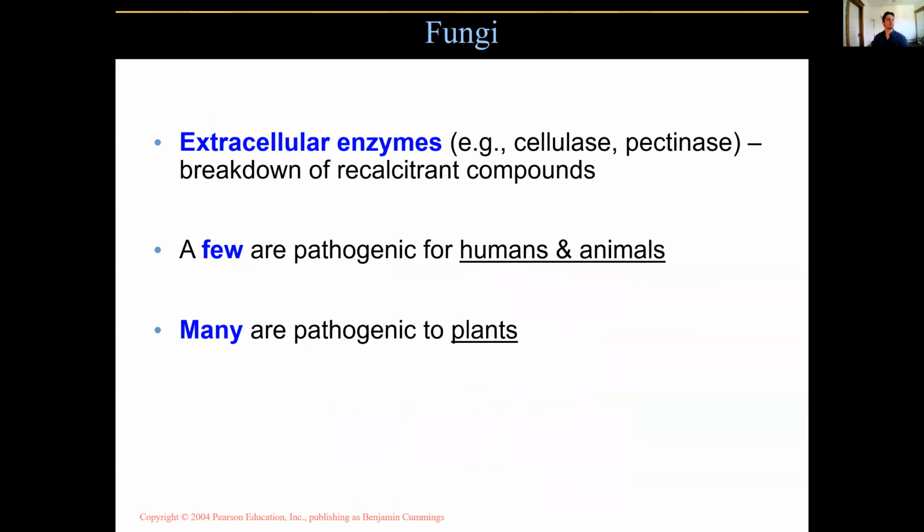Okay, so just some extra notes here that I want you to be aware about regarding the feeding and some of the behaviors and pathogenicity of fungi. So fungi typically feed by the use of extracellular enzymes such as cellulase and pectinase. So essentially they secrete these substances that then break down compounds, and then they will absorb the nutrients from the broken down compounds. They're specifically very well adapted to breaking down recalcitrant compounds, and a recalcitrant compound simply refers to a compound or organic material that is very, very resistant to decomposition.